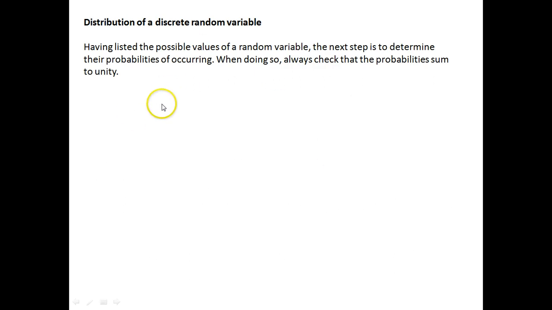The distribution of a discrete random variable. Having listed the possible values of a random variable, the next step is to determine their probabilities of occurring. And when doing so, always check that the probabilities add up to 1.